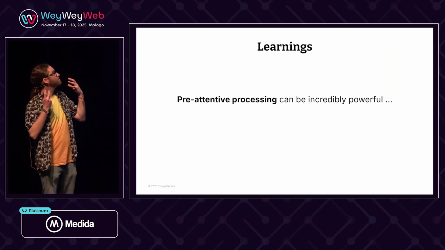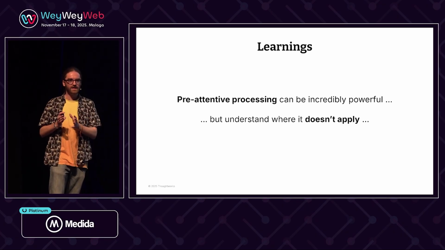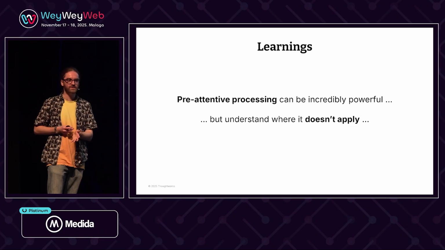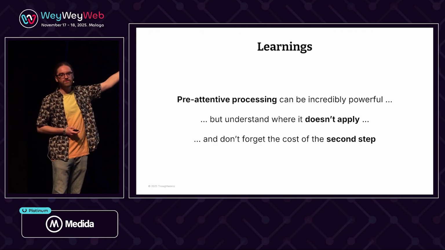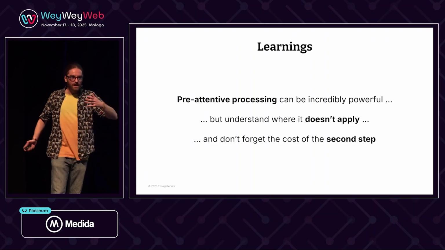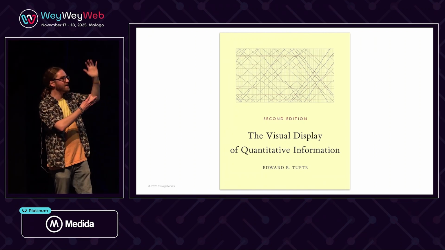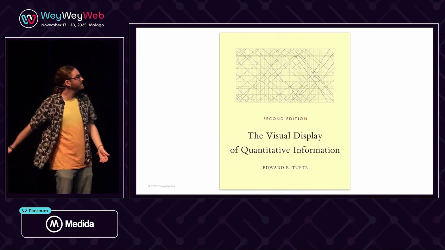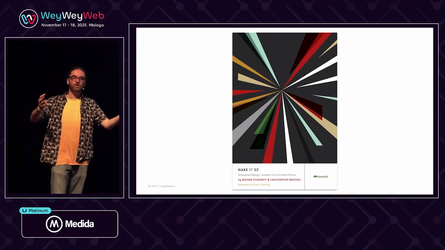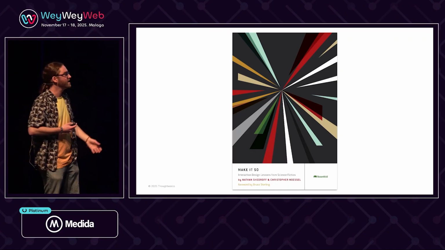I could try and generalize some of these learnings. I could talk about how pre-attentive processing is incredibly powerful, but also you really need to understand where it doesn't apply. It's not always as intuitive as you think, and you also need to remember the cost of that second step, what it takes to really dig into that data. I think these are useful things to learn. I could also send you to books like The Visual Display of Quantitative Information, the classic by Edward Tufte. It's probably got those learnings in there somewhere. I could recommend a bunch of neuroscience books to you. I could recommend the book Make It So, which is a whole book about user interfaces in science fiction, exploring their practicality. I think it's a fun, good book.